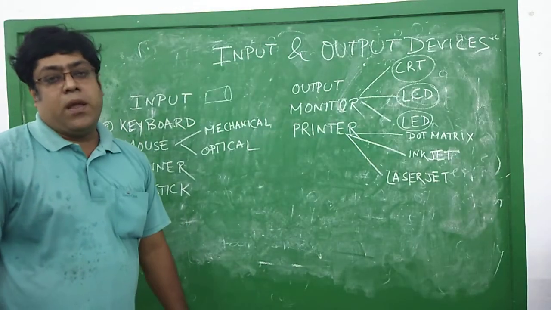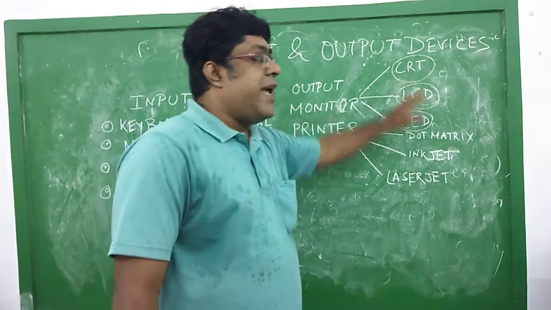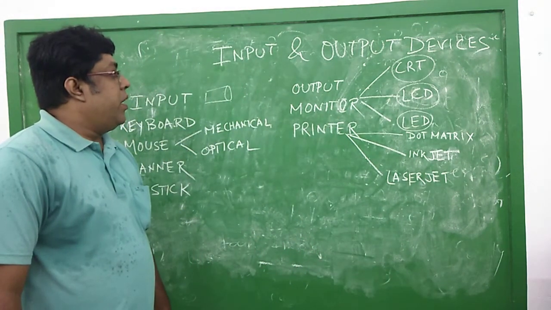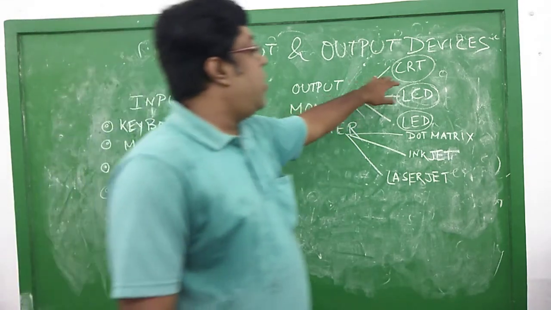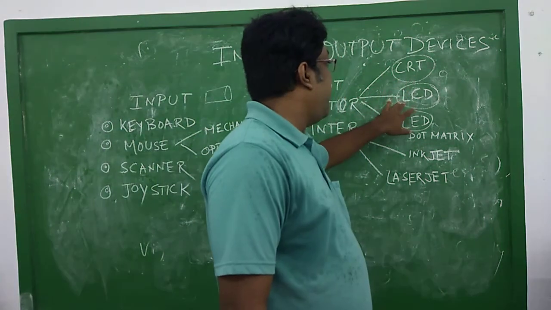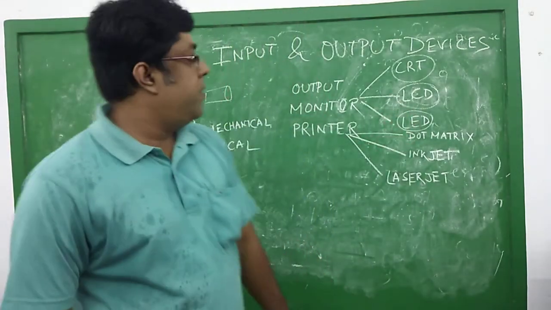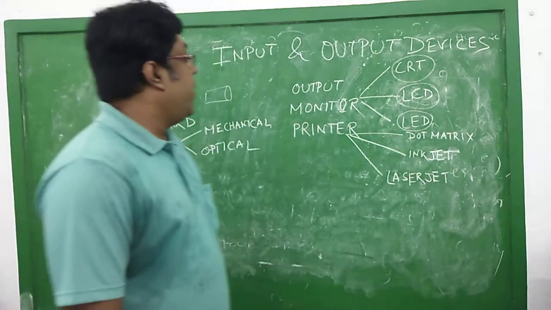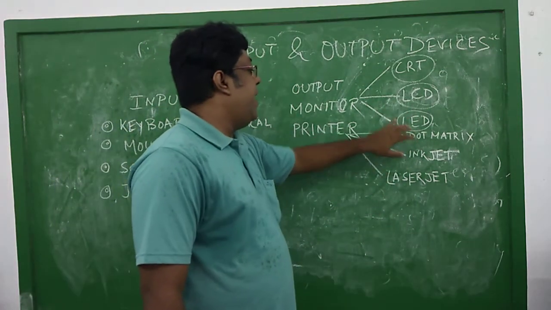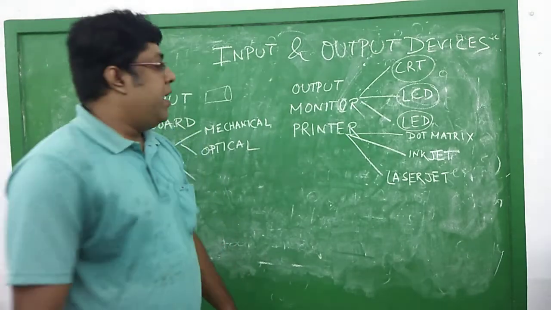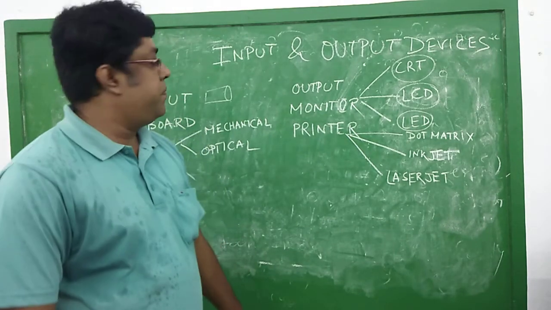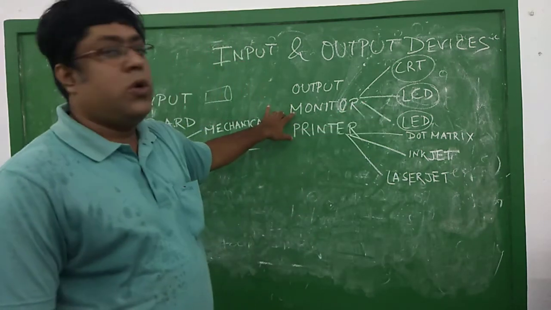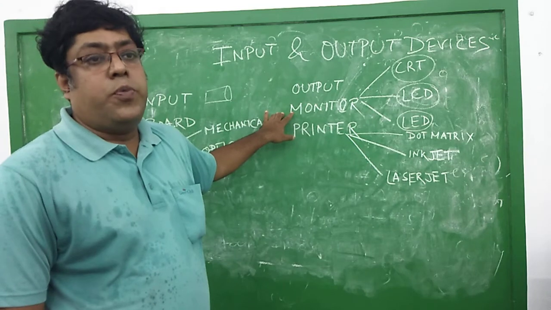CRT monitor. The full form of CRT is cathode ray tube. Nowadays, these types of monitors are totally obsolete. We are using either LCD or LED. LCD means liquid crystal display, and LED stands for light emitting diode display. These types of monitors are used to show the outputs.